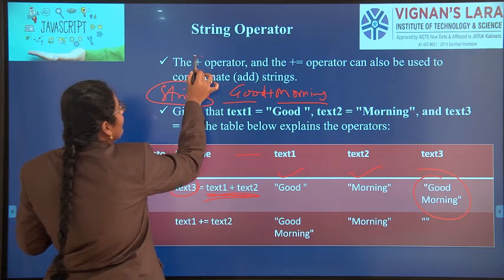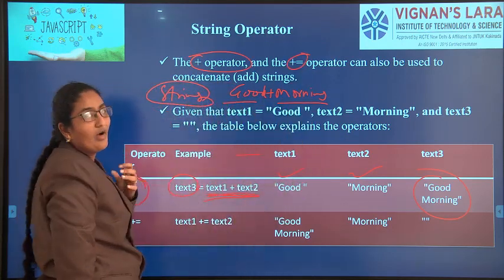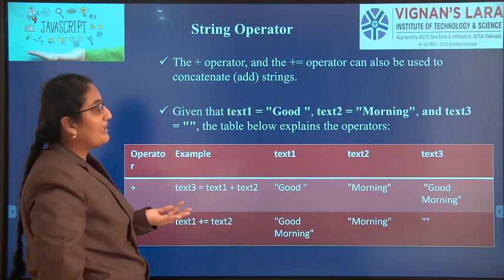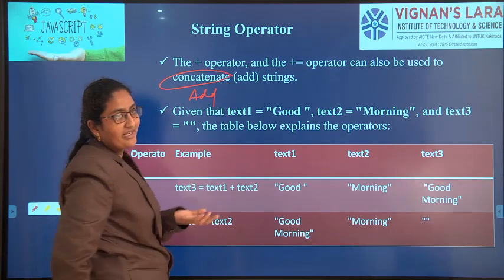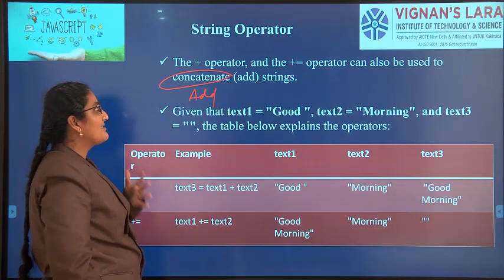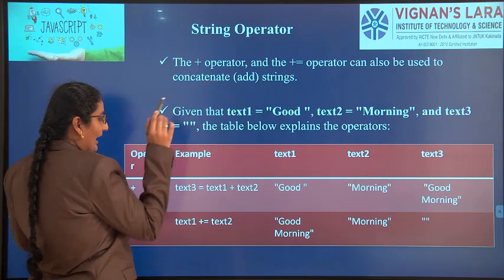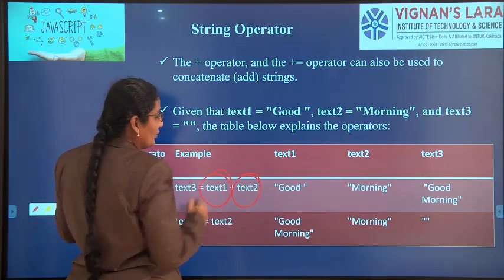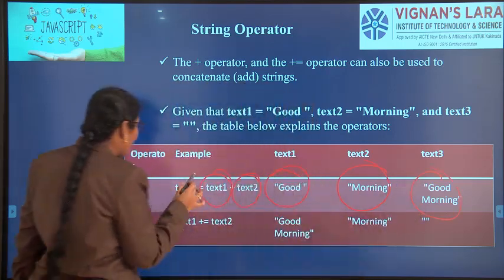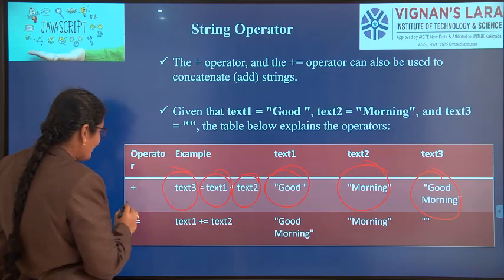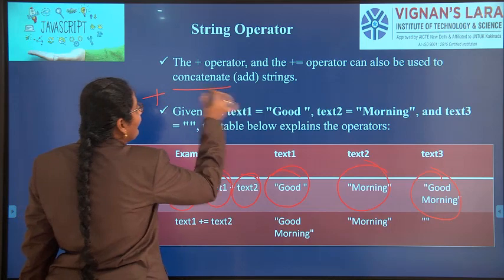Two strings you will have, all the string operations you already know. See here, this operator also can be treated as concatenation of strings. Adding two strings is nothing but concatenation of two strings. I want to add text 1 and text 2. Text 1 is good and text 2 is morning. I want to add it as good morning and store in text 3. For that I am using the plus symbol. Plus symbol in strings is nothing but for concatenation.